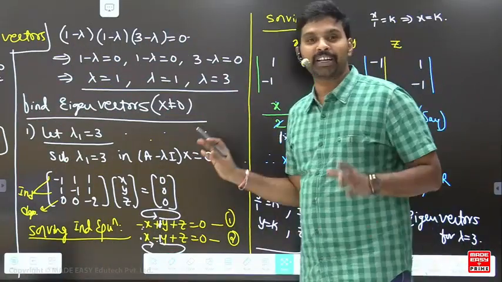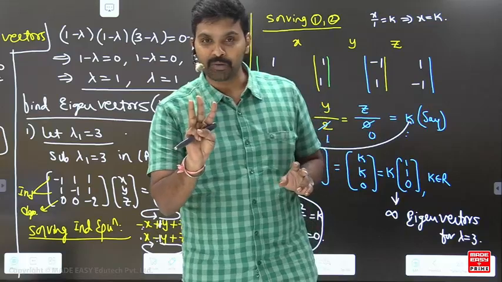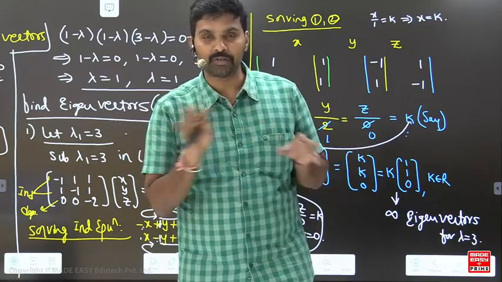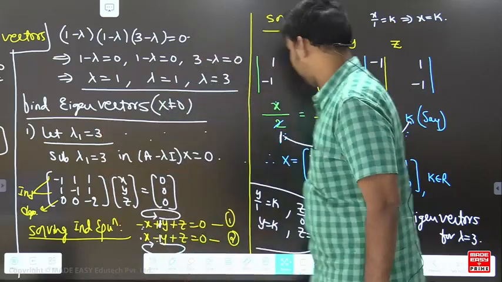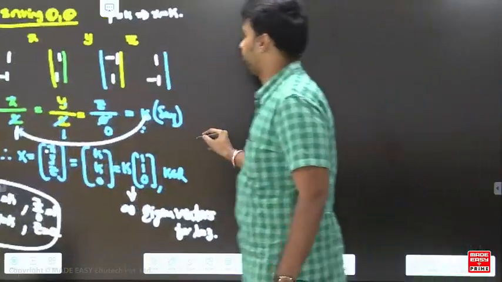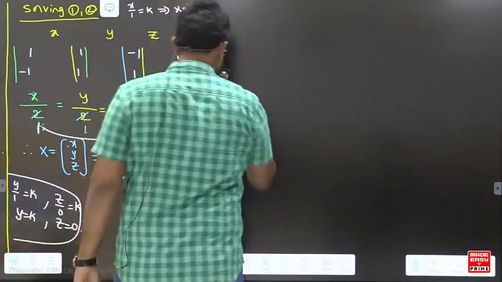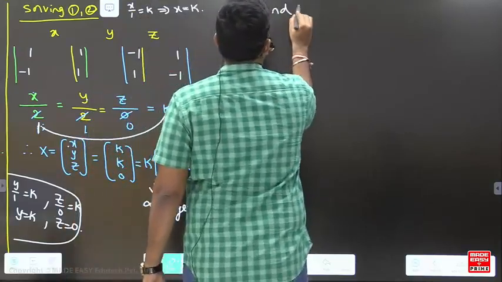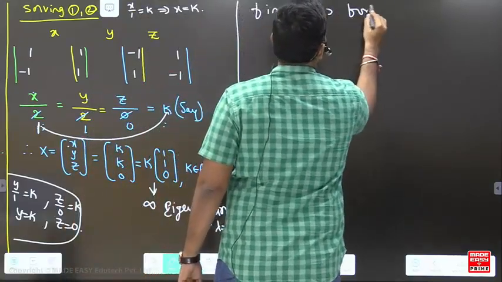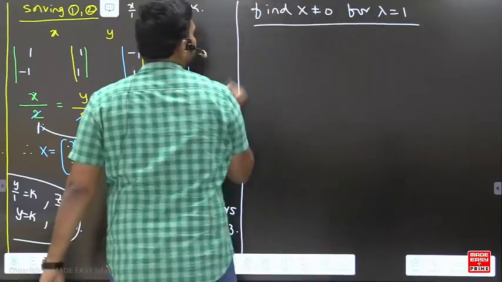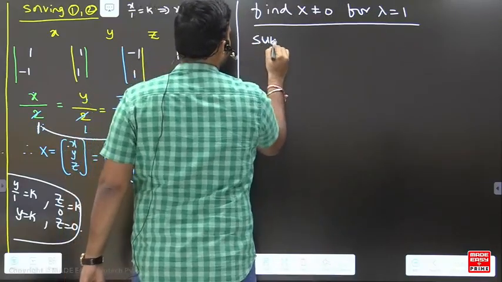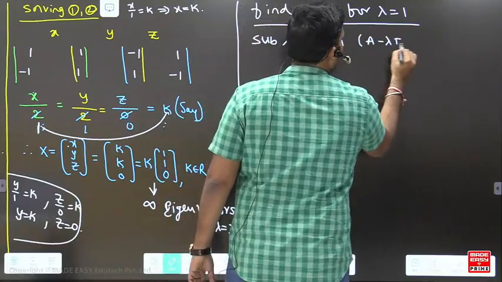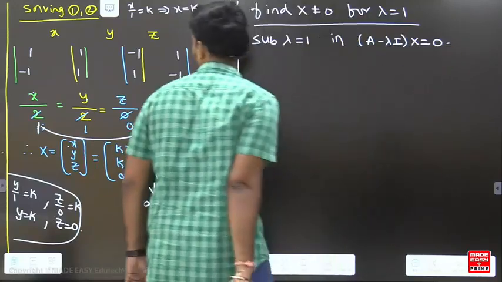See, this method is for only 2 equations, 3 unknowns. That's it. Only for this. Okay. So now I'm going to do for lambda equal to 1. So find x not equal to 0 for lambda equal to 1. Substitute lambda equal to 1 in (A minus lambda I) x equal to 0 here.